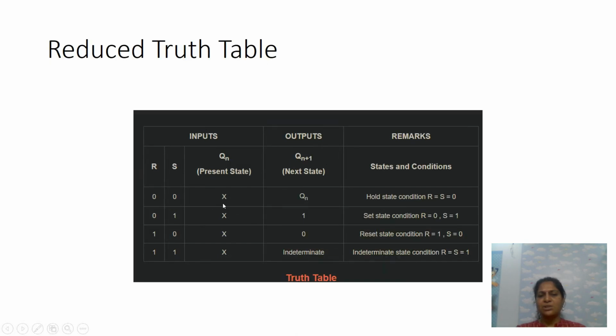So when inputs are 0 0, whatever the present state, the output is Qn, that is the hold state or previous state. Similarly for 0 1, whatever the present state, the output is 1. Similarly for 1 0, the output is 0, and for 1 1, indeterminate state.